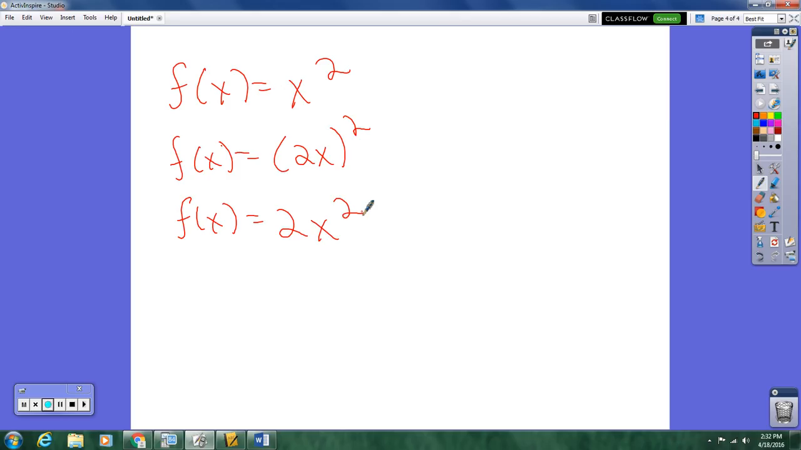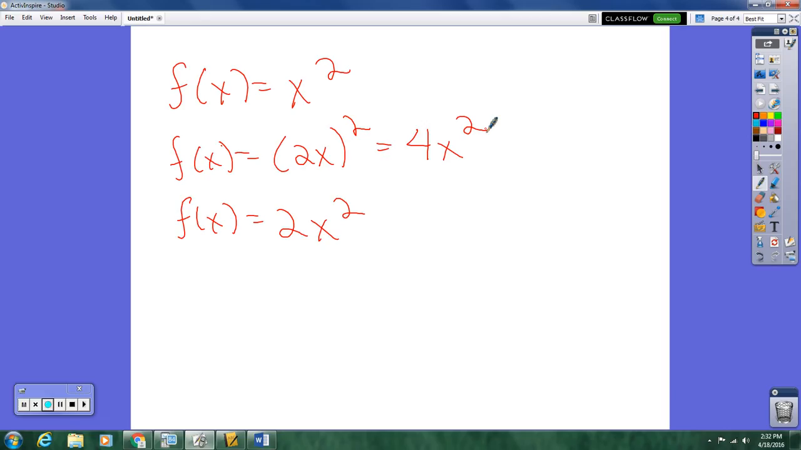What's 2 squared? 4. So this is really 4x squared. Those two things are the exact same thing. So are we kind of doing the same thing, but this one has a bigger number than this one?